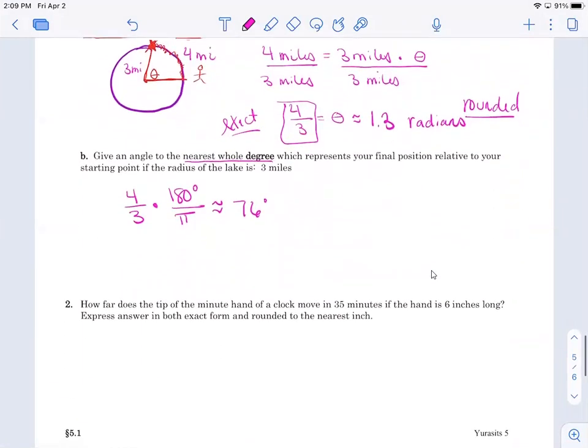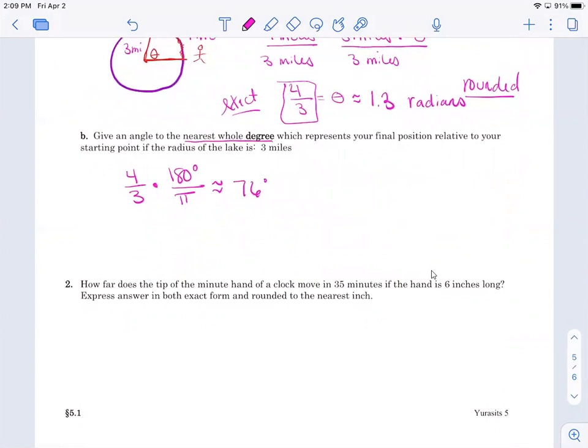All right, our second example with arc length says, how far does the tip of a minute hand of a clock move in 35 minutes if the hand is 6 inches long? I'm going to stop reading and give myself a clock. It went 35 minutes, and we know this is 6 inches. What you're looking for is how far that minute hand traveled, so I need how much this green piece is.